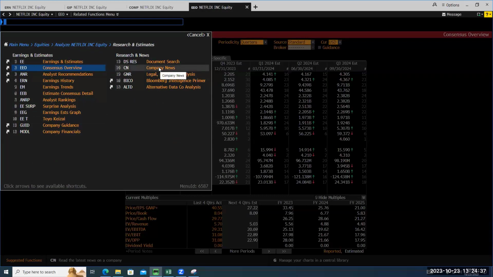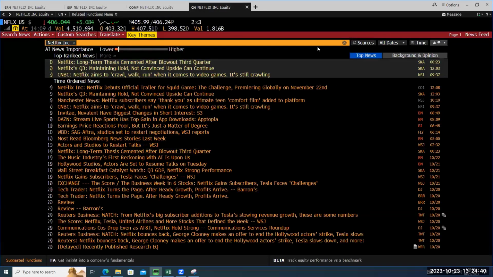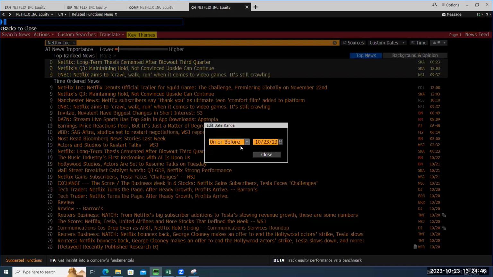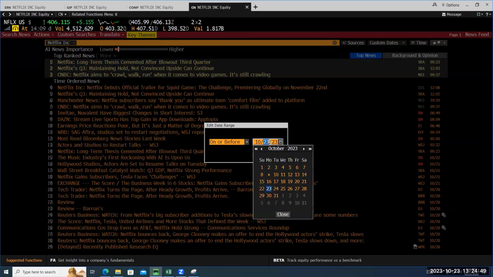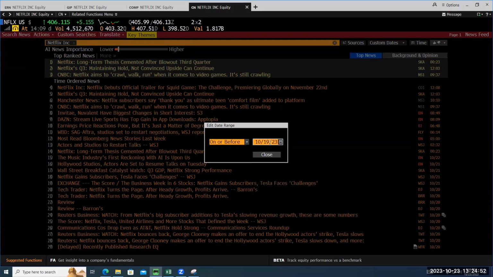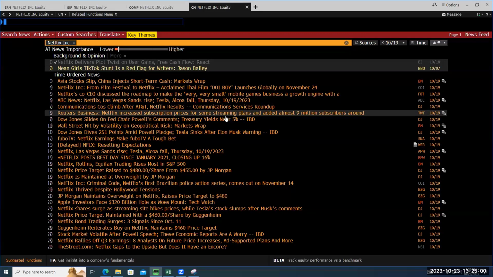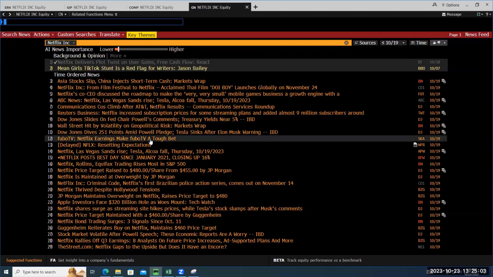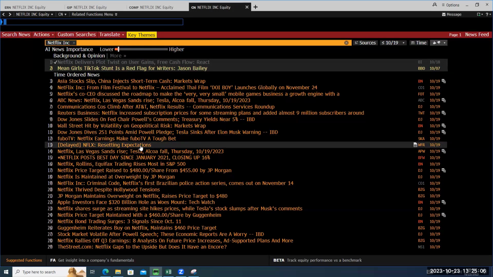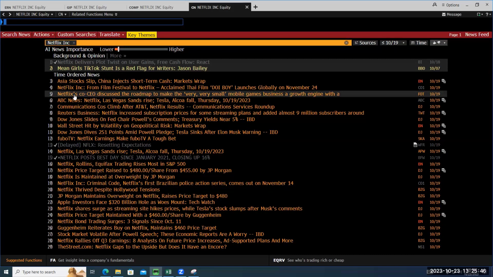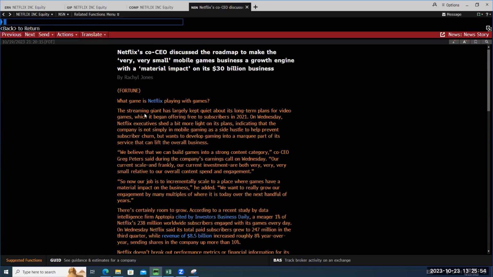And the other thing you can do is this company news. If you click on company news and you change the date, so custom dates, and you want it on or before the 19th, because that's when they issued earnings. Netflix, you get all kinds of articles on their earnings. Netflix increased subscription prices. Netflix earnings make Fubo TV a tough bet. Netflix resetting expectations. Here's one. Netflix's CEO discussed roadmap to make it very, very small. So the streaming giant has largely kept quiet about its long-term plans.